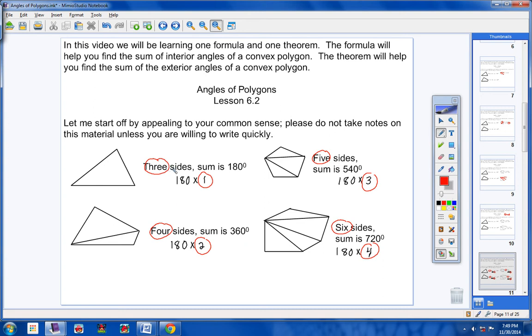If it's 3 sides, I take 180 times 1. If it's 4 sides, I take 180 times 2. If it's 5 sides, I take 180 times 3. If it's 6 sides, I take 180 times 4. Do you see? It's always 2 less than the number of sides that I have. So now if I confused you there, don't worry about it. Here's the formula. And the formula is so easy to use.